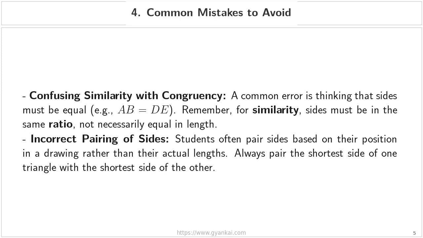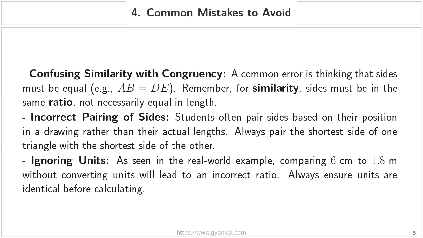Second, watch out for the incorrect pairing of sides. When you are looking at a diagram, it is tempting to just pair the sides based on where they are positioned in the drawing. However, don't let the visual layout trick you. To be mathematically accurate, you should always pair the shortest side of the first triangle with the shortest side of the second, the medium with the medium, and the longest with the longest. This ensures your ratios are actually comparing corresponding parts.